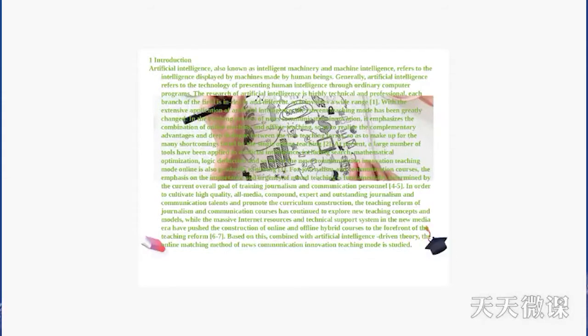With the extensive application of artificial intelligence, the current teaching mode has been greatly changed. In the teaching process of news communication innovation, the combination of online teaching and offline teaching is emphasized, so as to realize the complementary advantages and deep dialogue between the two teaching forms, and make up for the many shortcomings faced by single offline teaching. At present, a large number of tools have been applied to artificial intelligence, including search, mathematical optimization, logic deduction, and so on. In the news communication innovation teaching mode, online is also gradually exploring.